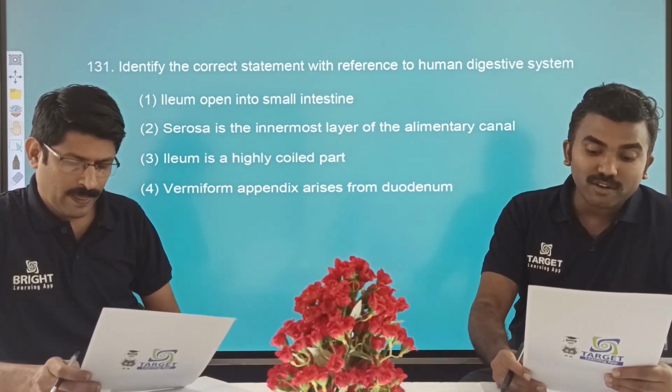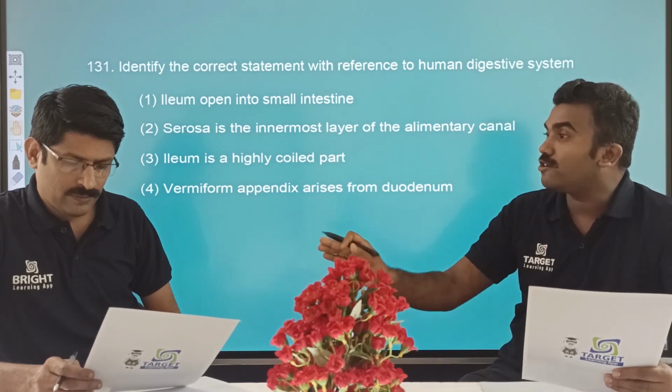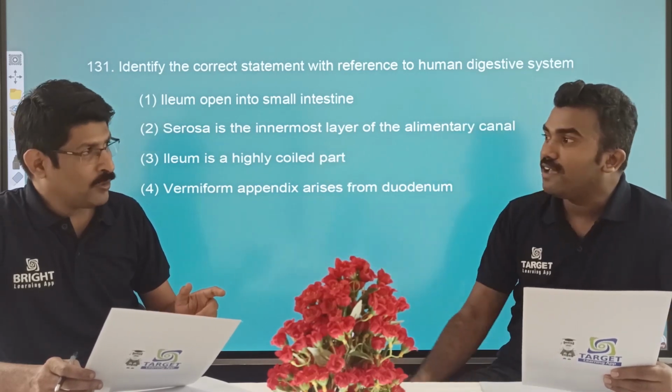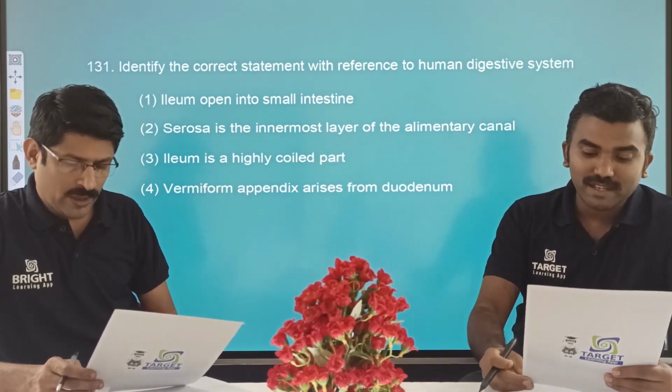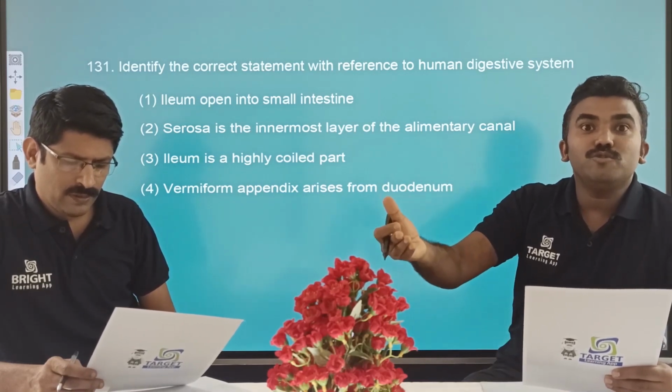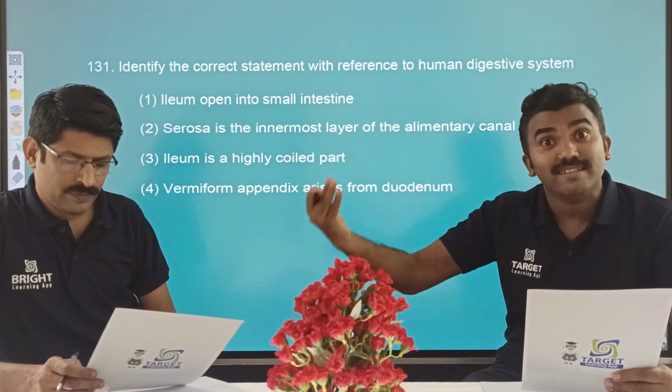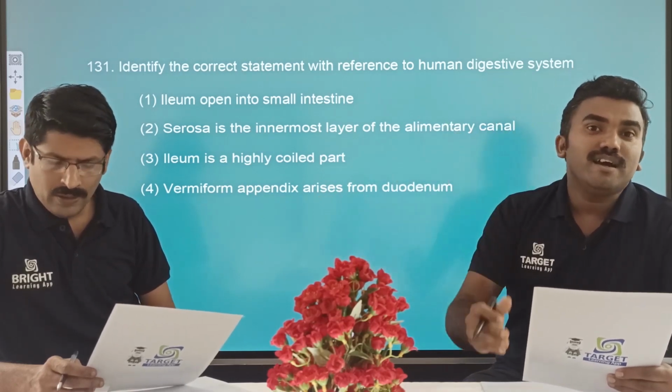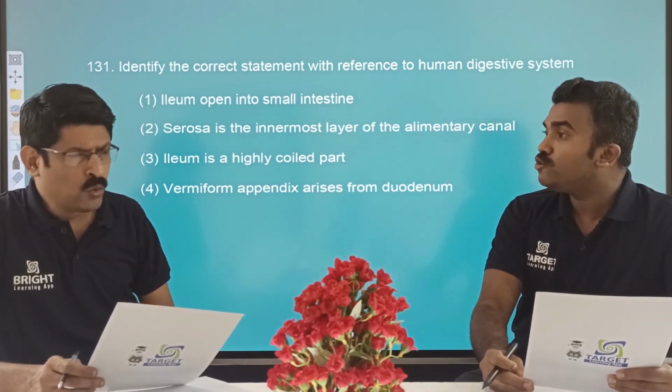The second point says serosa is the innermost layer of the alimentary canal. Serosa is not the innermost layer, it is the outermost layer. The innermost layer is mucosa. Ileum is a highly coiled part, because it is described as U-shaped duodenum, coiled jejunum, and highly coiled ileum. You can refer to the exact line on page number 259.